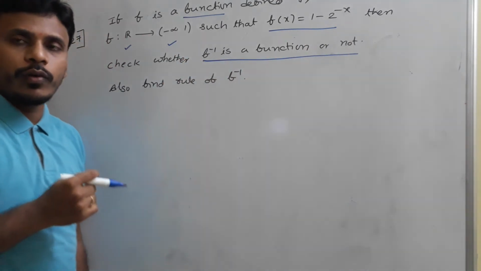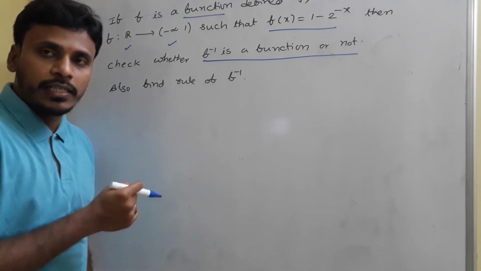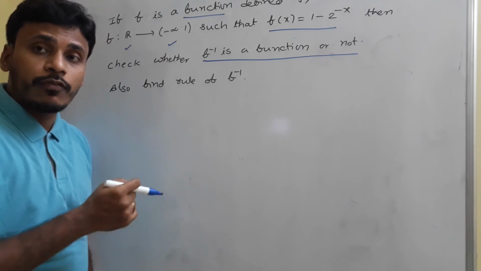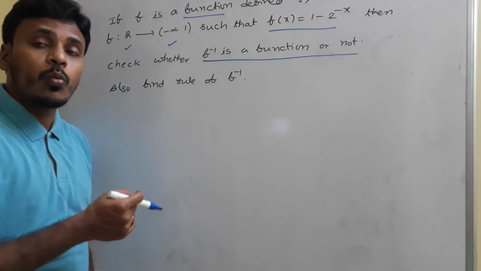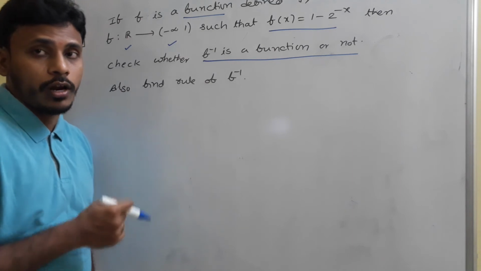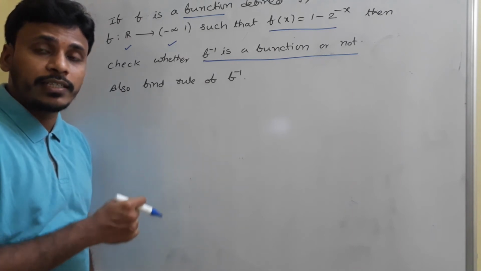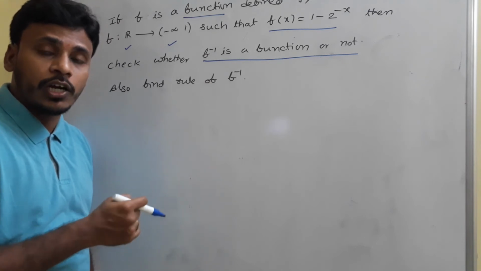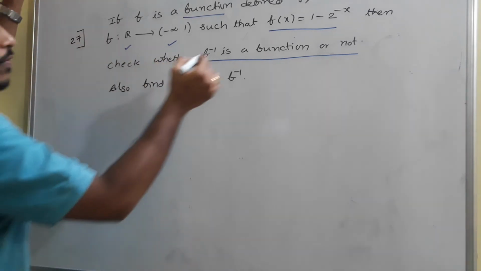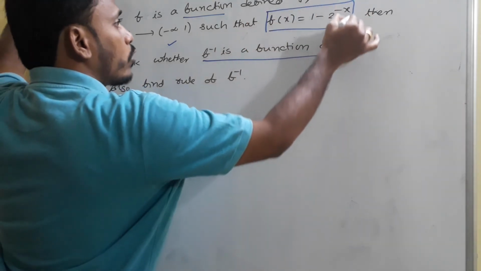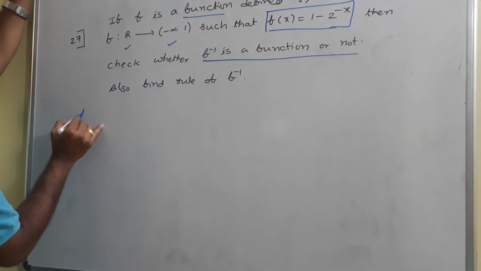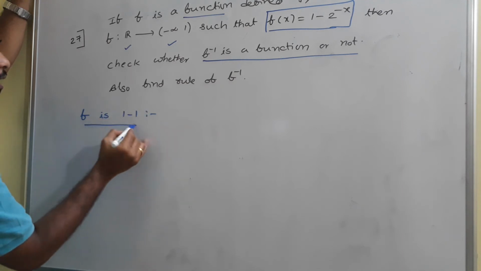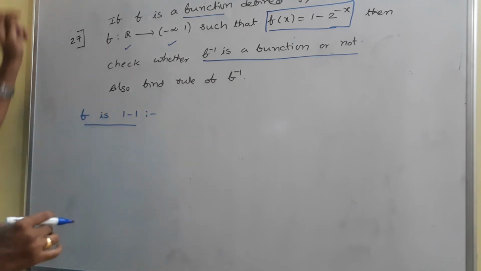See, if f is a bijection, then f inverse is a function. So, to say whether f inverse is a function or not, we need to check whether the given f is a bijection or not. To say whether f is a bijection or not, we need to check whether it is one-one or not, and whether it is onto or not. The given definition is f of x equals 1 minus 2 power minus x. First of all, we need to check whether f is one-one or not.